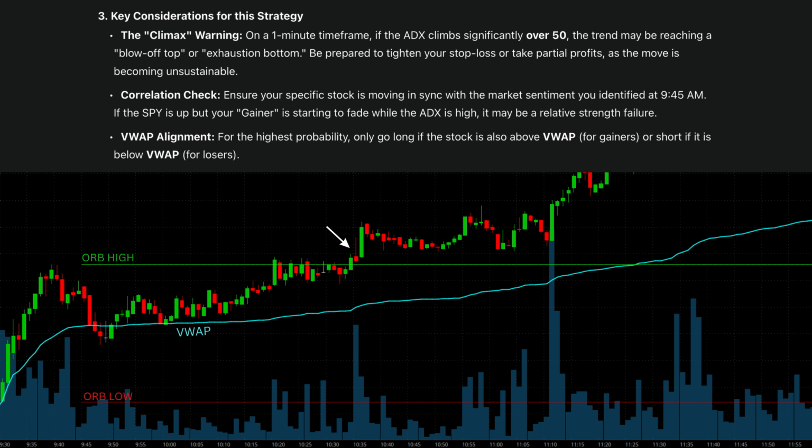Correlation check. Ensure your specific stock is moving in sync with the market sentiment you identified at 9:45 a.m. If the SPY is up but your gainer is starting to fade while the ADX is high, it may be a relative strength failure. VWAP alignment. For the highest probability, only go long if the stock is also above VWAP for gainers, or short if it is below VWAP for losers.